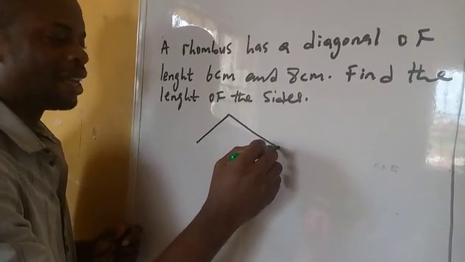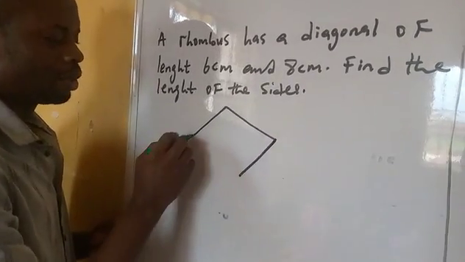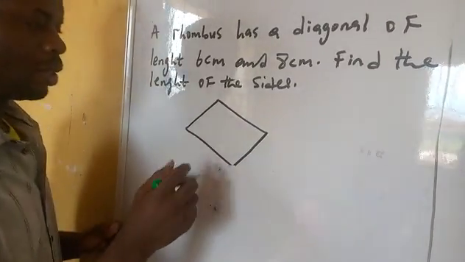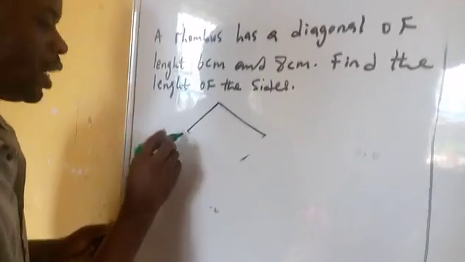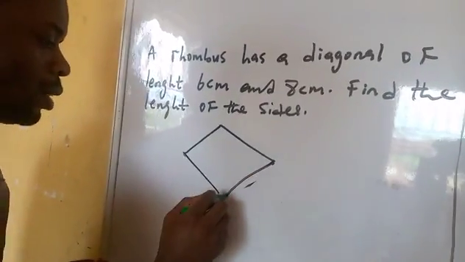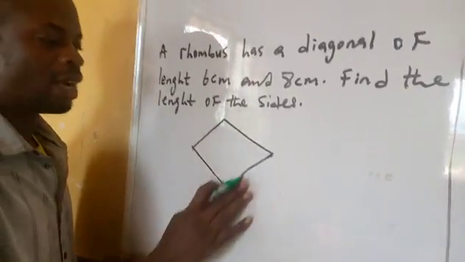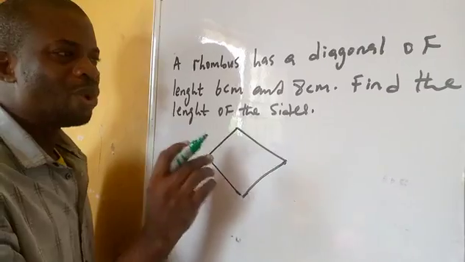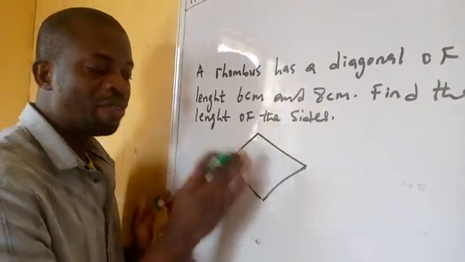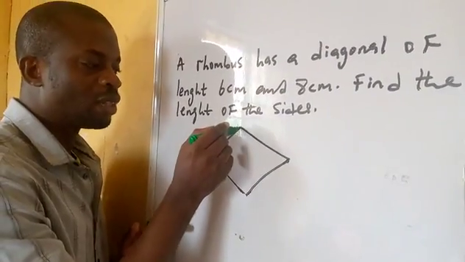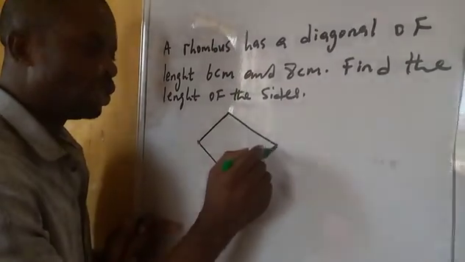Just draw your rhombus. So let's say this is our freehand sketch of the rhombus, right? Now, it has two diagonals, of course. Every rhombus has two diagonals. This is the first one. Then the second one will go this way.